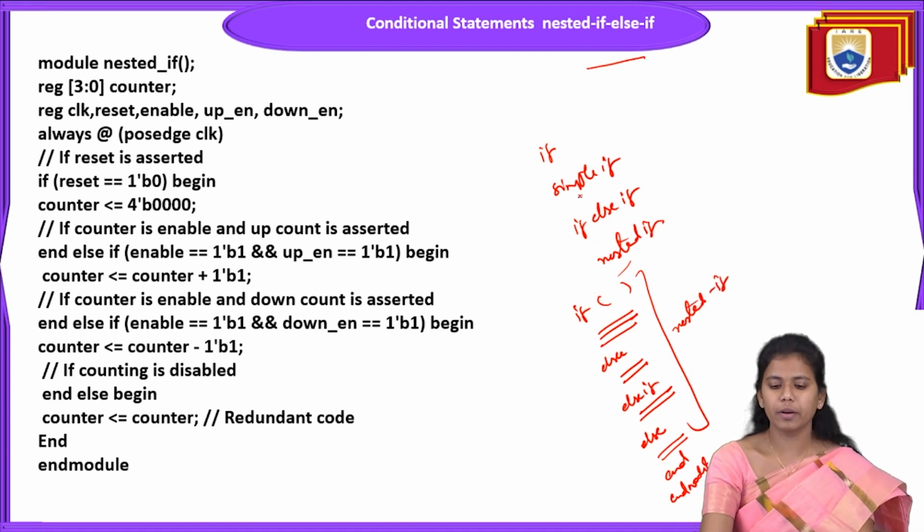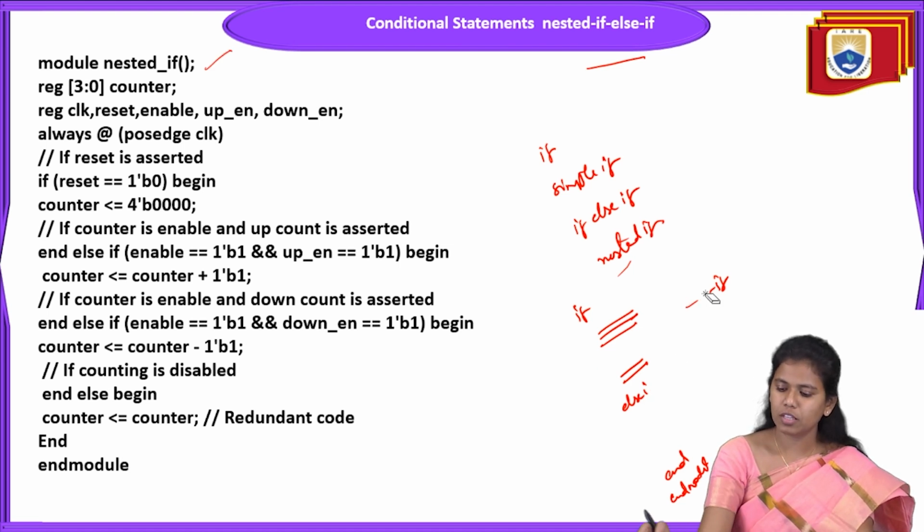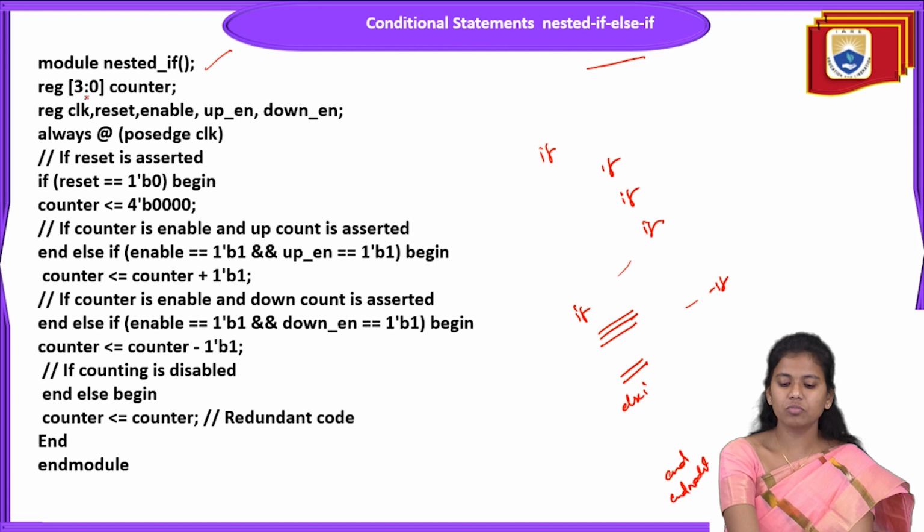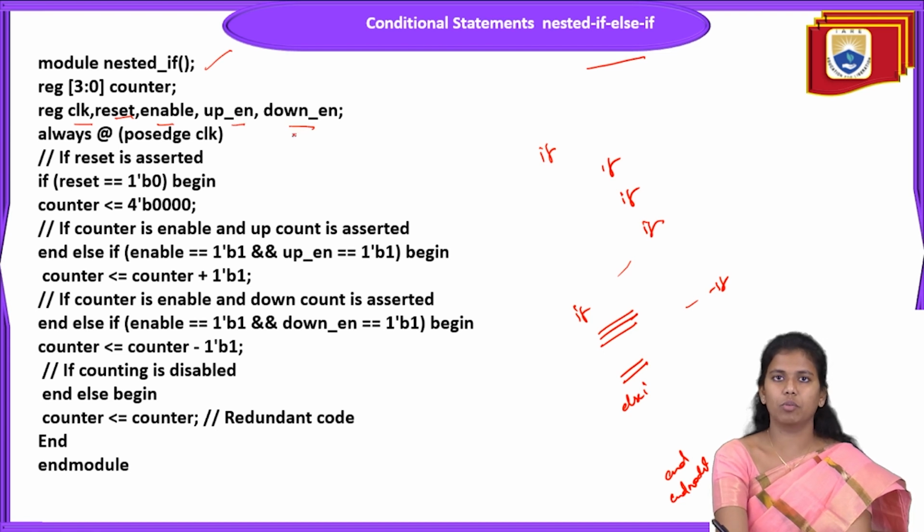Okay, this is nothing but the nested if. So when you observe here, this is a module nested if. We are talking about the nested if else if, right? So module nested if, and here I'm considering register 3:0 counter. So totally 4 bits of register I'm storing. Now register clock, reset, enable, up enable, down enable. As it is a counter, I can go with the up counter or else the down counter with the enable pins, up enable, down enable, enable and reset and clock pin.